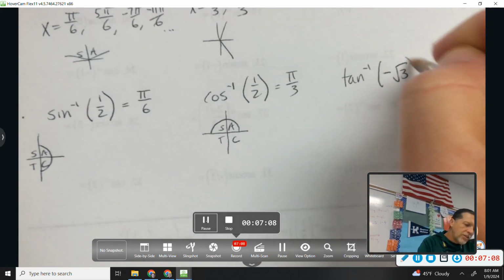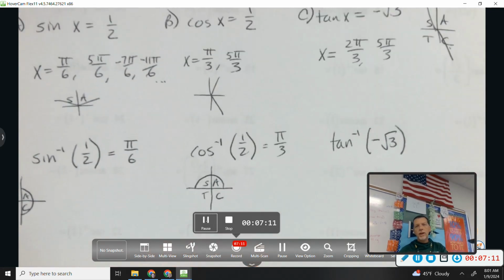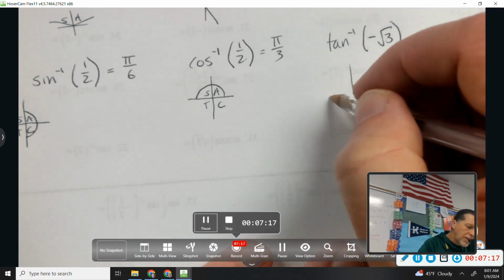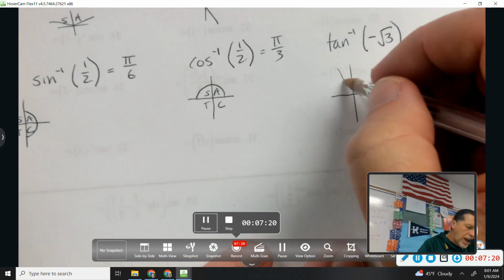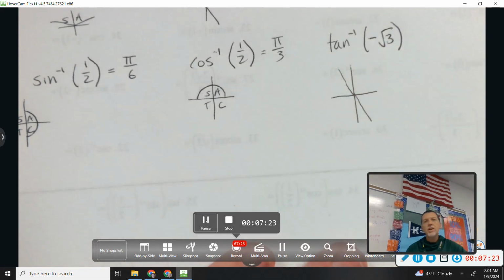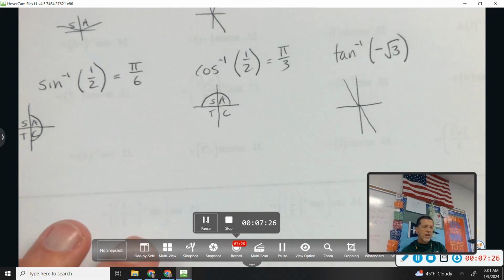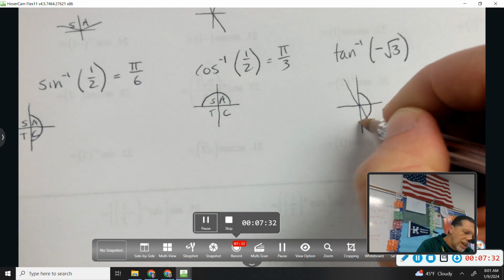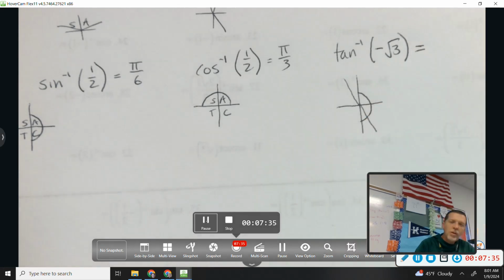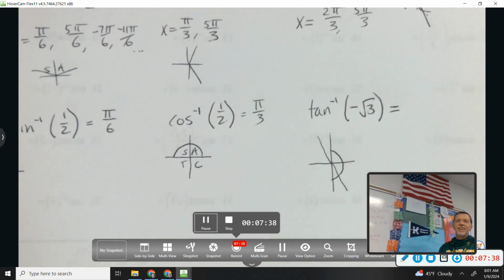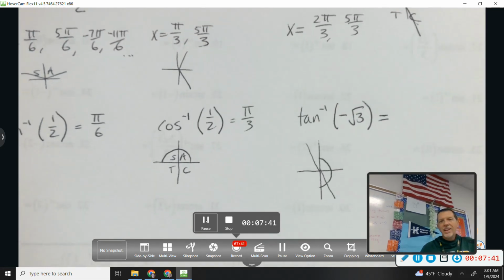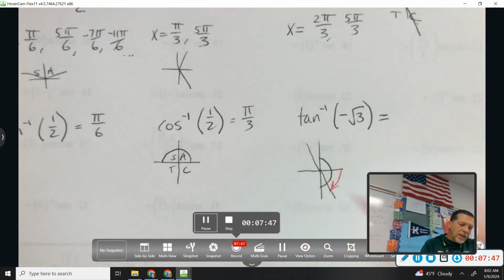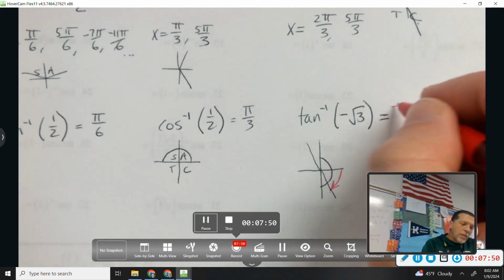If we want the inverse tangent of negative root 3, again, we found a couple places where that happens. This would be one that kind of messes people up. So I know it happens at 2 pi over 3 and at 5 pi over 3. Like, which answer should I pick? Well, I'm going to tell you to pick the closest answer. Does anybody remember what this answer is? Because it's not 5 pi over 3, even though it is this angle. What's the quickest, easiest way to get to that angle? Negative pi over 3.